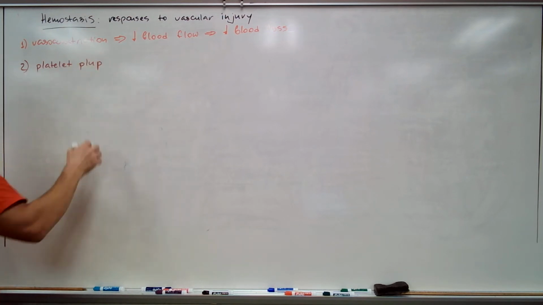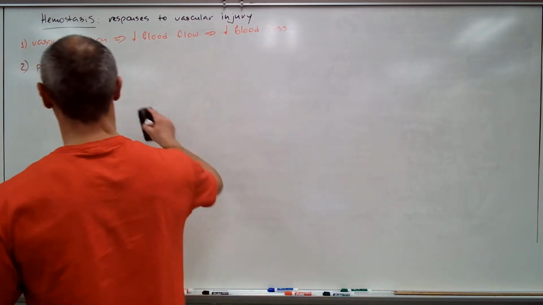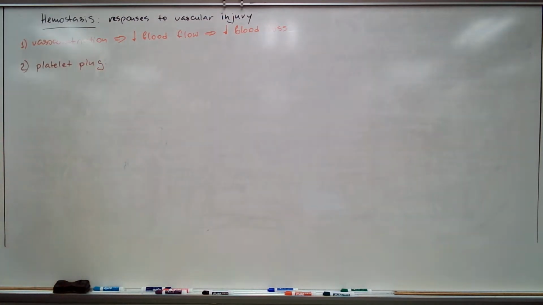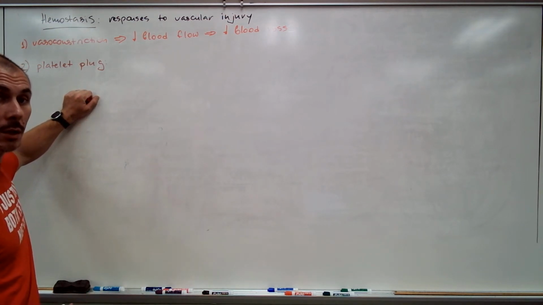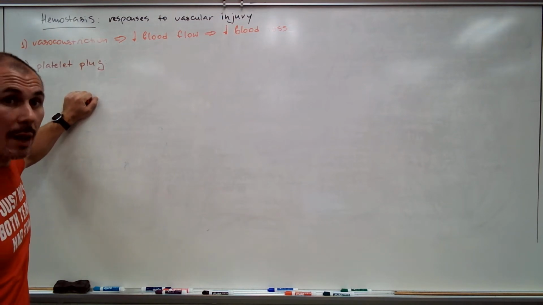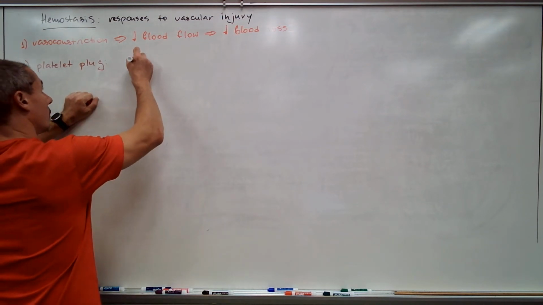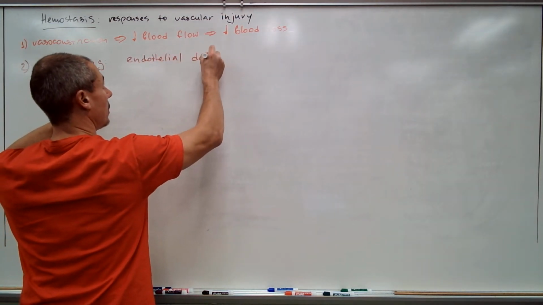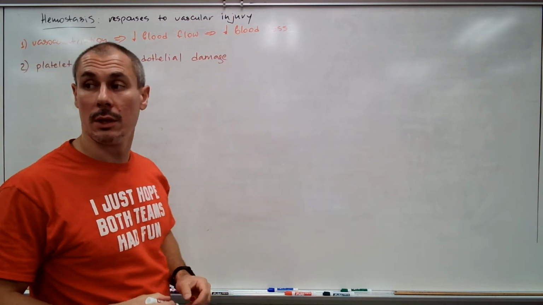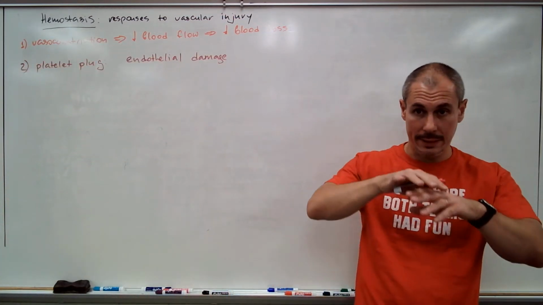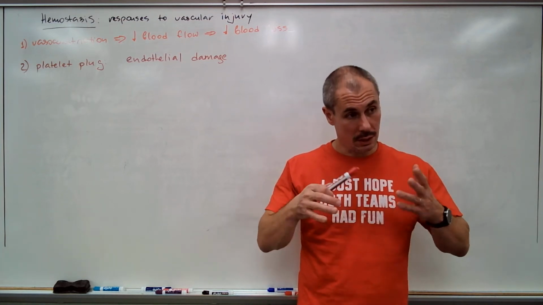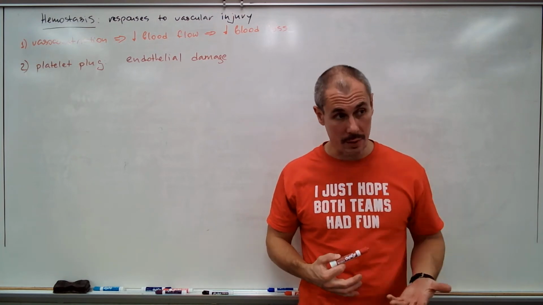Platelet plug formation. So here's what happens in platelet plug formation. Check this out. So when the blood vessel is damaged, okay, endothelium, the layer of simple squamous epithelium that lines the inside of the blood vessel. Are you following me on this one? So that layer is inevitably damaged.